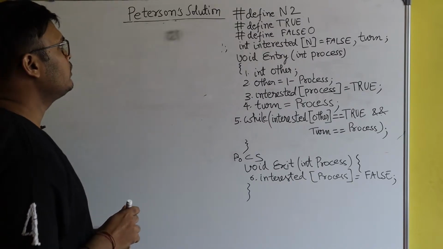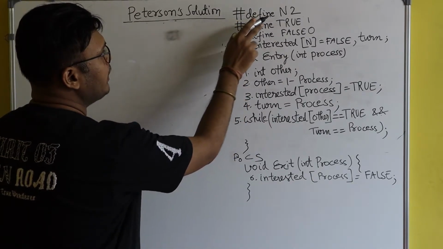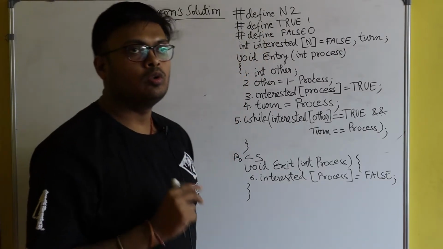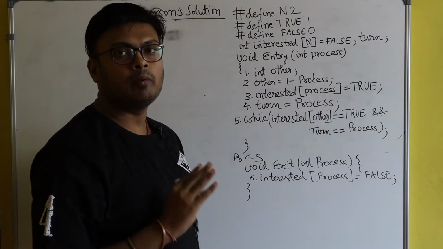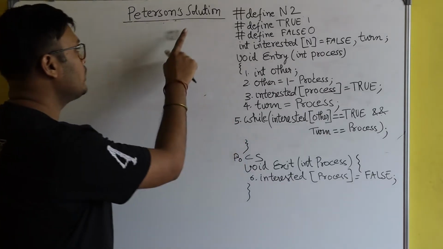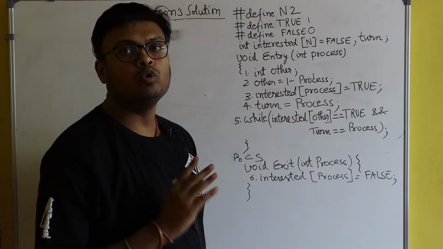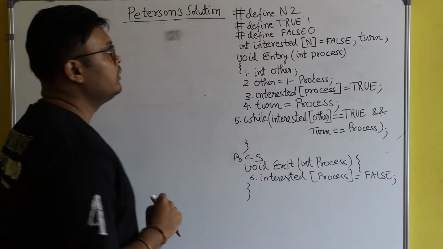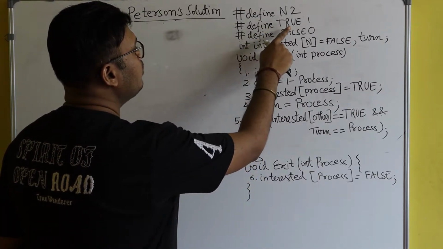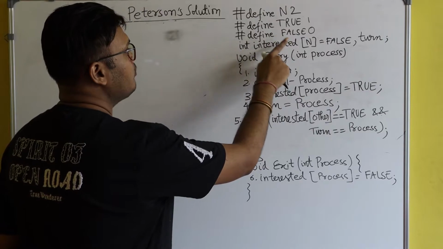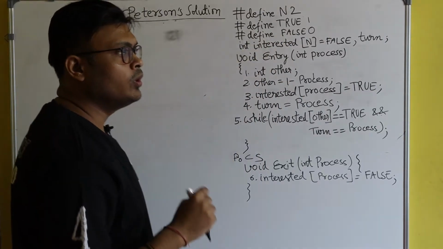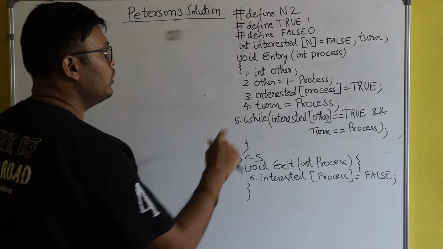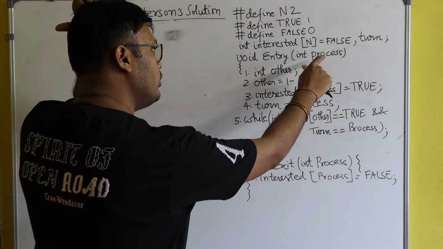So here you see I have written #define N 2. N 2 means the number of processes is 2. So just remember this important point: Peterson's algorithm is applicable for only two processes. Only two processes. And the next thing is #define TRUE 1 and #define FALSE 0. It means 1 is true and 0 means false. Okay, so int interested[N] is equal to FALSE.